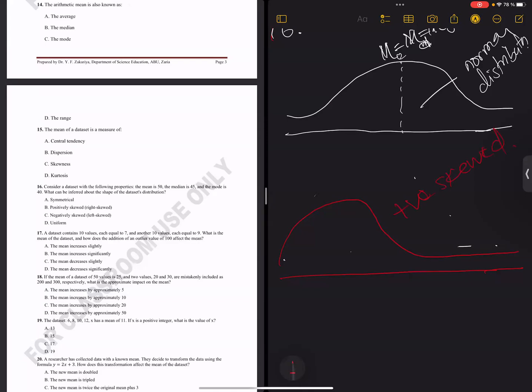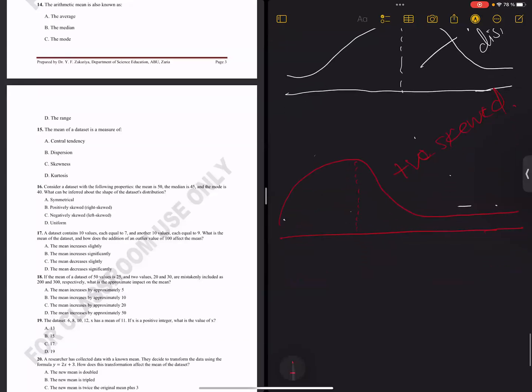So in a positively skewed distribution, where is the location of the mean, the median, and the mode? This is the point that we need. Number one, the mean, the median, and the mode are not equal. And in a positively skewed distribution, you will find out that the mean is higher than both the median and the mode.